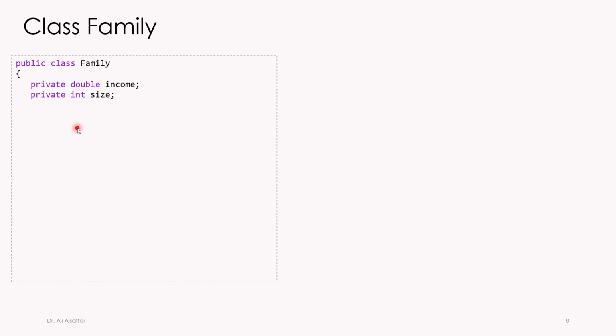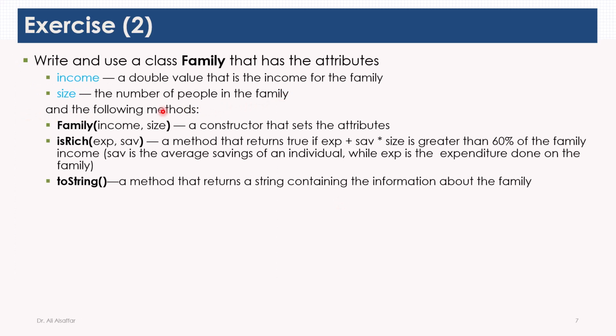Here is how we start defining the class: public class Family, and here are the attributes, the data members, and we define them as private. In addition to the attributes, we need to define the following methods. We need a constructor that has two input parameters. The first is the income, the second is the size. The constructor will initialize the data members by these parameters.